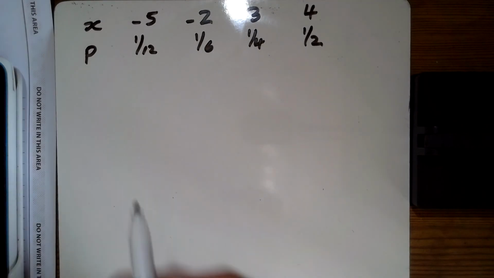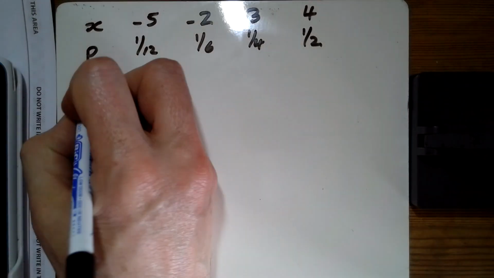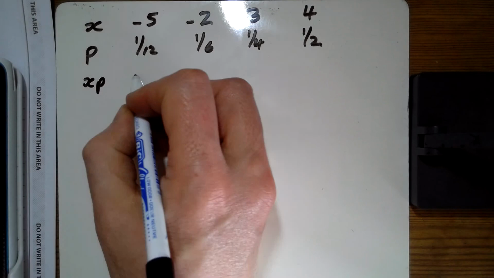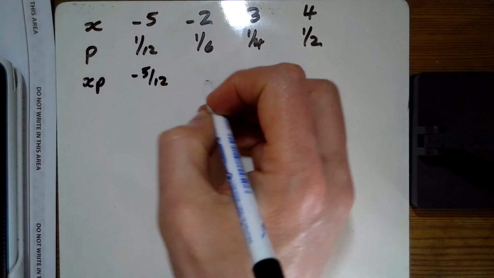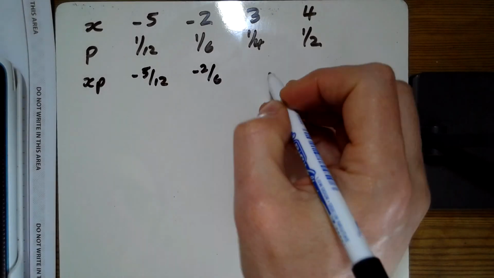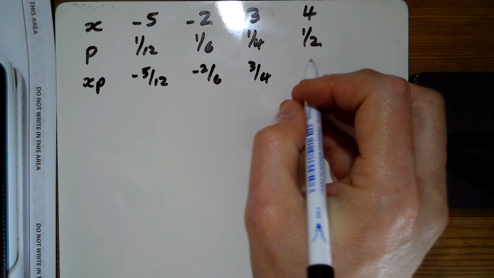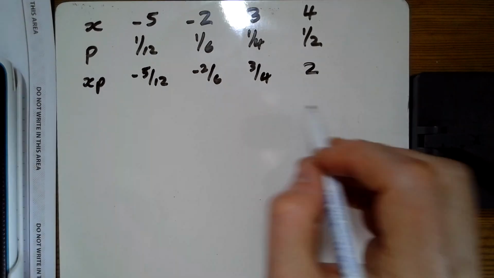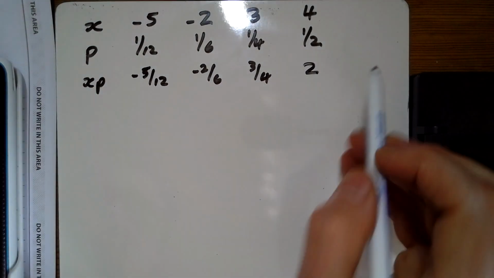Question 4, we've got our mean and variance questions. So I've ripped the table out there. So we're going to find my xP column. That's a row here, and just times all these things together. 4 times a half is 2. Add all that up. We'll do that in a second.